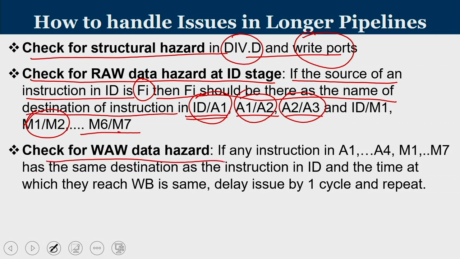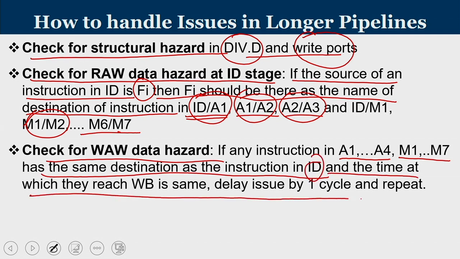Similarly, how are you going to check for WAW hazard? If any instruction in A1 to A4 or M1 to M7 has the same destination as an instruction in ID, and the time at which they reach WB is the same, then delay this instruction by one cycle, and then repeat the same operation to check whether it has been resolved or not. This is the way you check for data hazards, that is RAW hazard as well as WAW hazard. In the case of WAW hazard, any instruction in A1 to A4 or M1 to M7 should not have the same destination as that in ID.